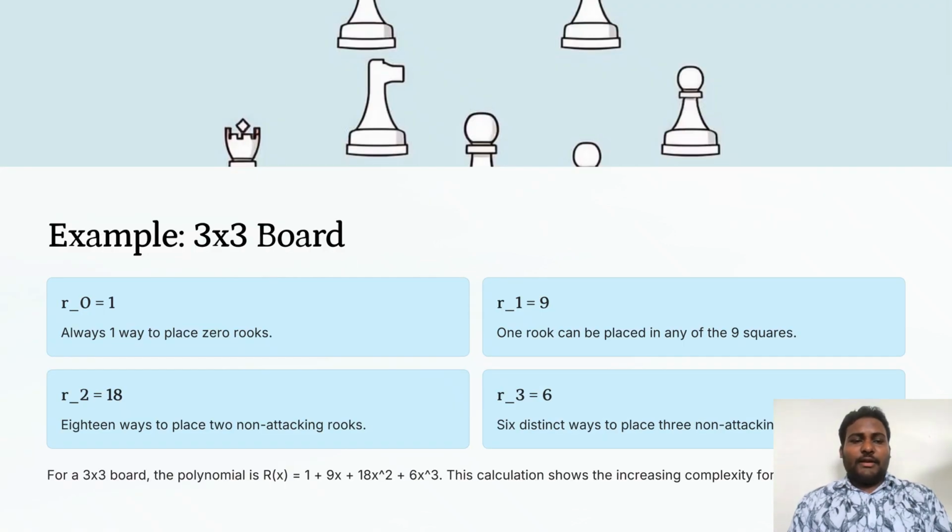Now we are going to take the example of a 3 into 3 board where r naught is always 1, and r1 will be placed at 9 positions, r2 can be placed at 18 positions, and r3 can be placed at 6 positions. Where r1 represents each rook: there is only one rook which we can keep in any one of the ways. When it goes to r2, with the increase of rooks, it goes on increasing the positions. When it comes to r3, we are going to take only combinations of three non-attacking sets.